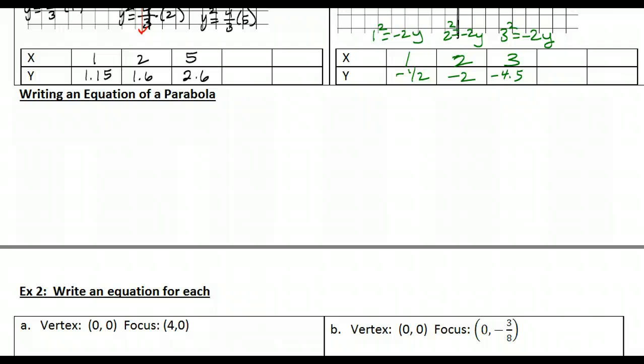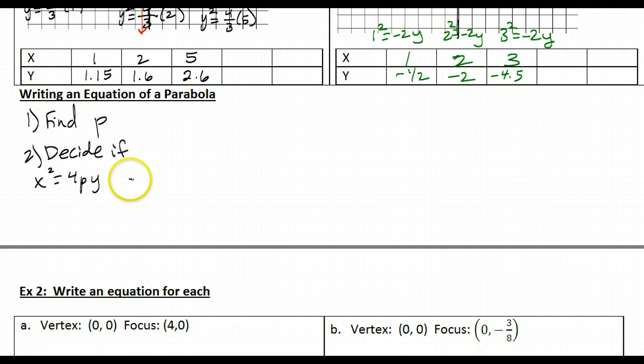So here's what we're going to do to write our equation. Based off of the information that they give us, we're going to find our p, and then we need to figure out if it's an x squared or a y squared equation. So first I'm going to find p, then I'm going to figure out if it's an x squared or a y squared equation, and I'm going to say more about that in a minute. And then you plug in your p value into whichever one you've decided it is.